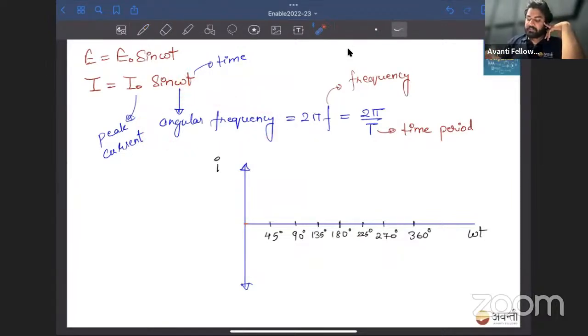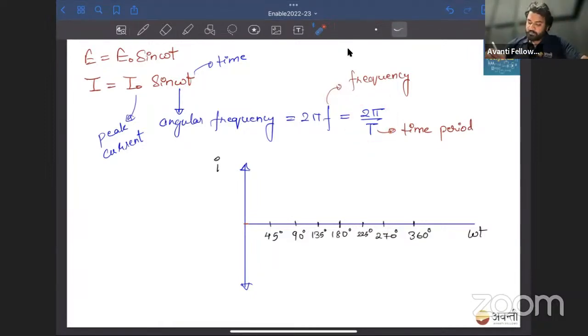Since we are considering that it is completing a cycle, we are assuming it is a circular cycle. If it completes one cycle, it has completed 360 degrees, right? The speed with which it is completing that circle is the angular speed, omega. Omega is equal to 2 pi f, where f is the frequency, and omega is the angular frequency. Also, we can write it as 2 pi upon time period.